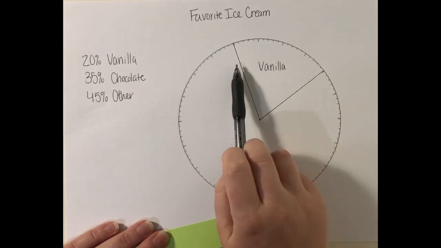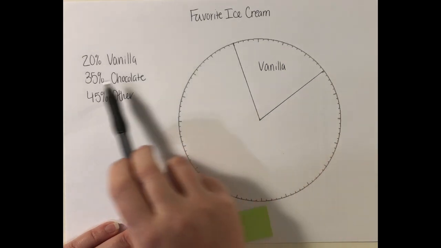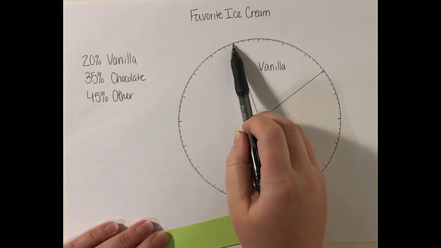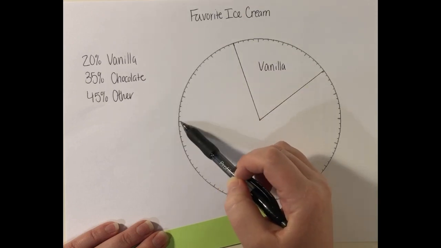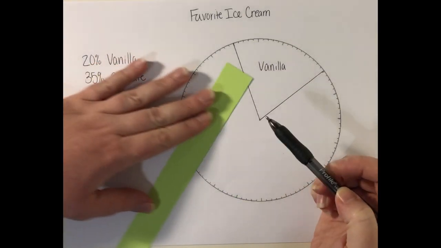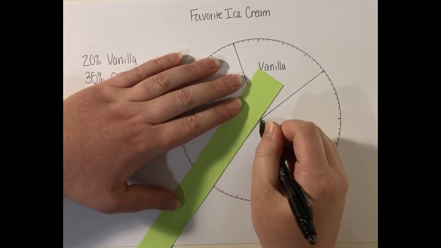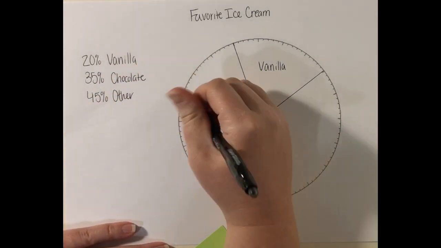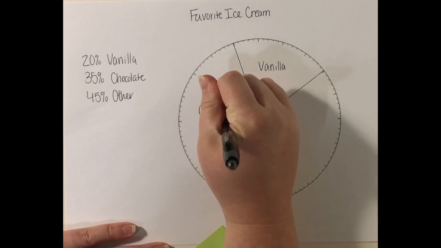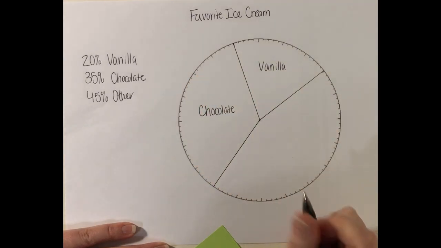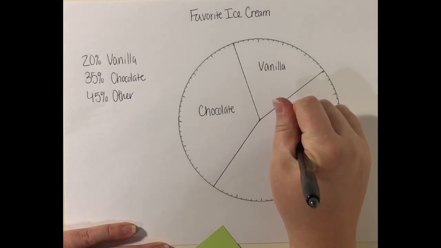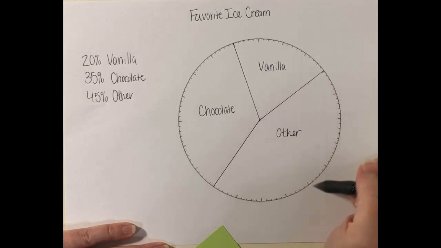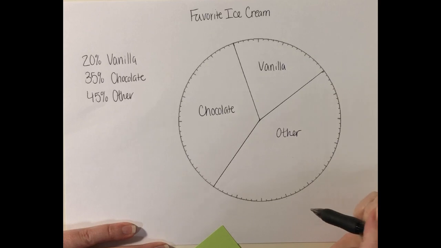So from here, once we get vanilla, you can count from either one of these sides, but now chocolate is 35%. So I need that to be 35 tick marks. So we're going to go 5, 10, 15, 20, 25, 30, 35. So from the center out to this, from here to here, would be 35%, and that is going to be chocolate. So we'll label that chocolate. And then what's left should be other, and we're going to double check and make sure that it is 45%. So we have 5, 10, 15, 20, 25, 30, 35, 40, 45.